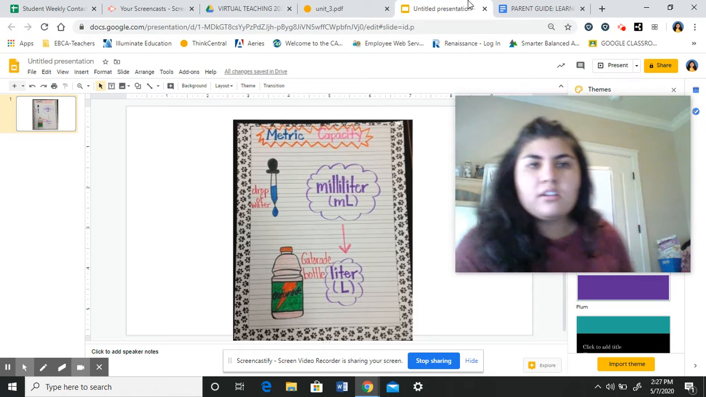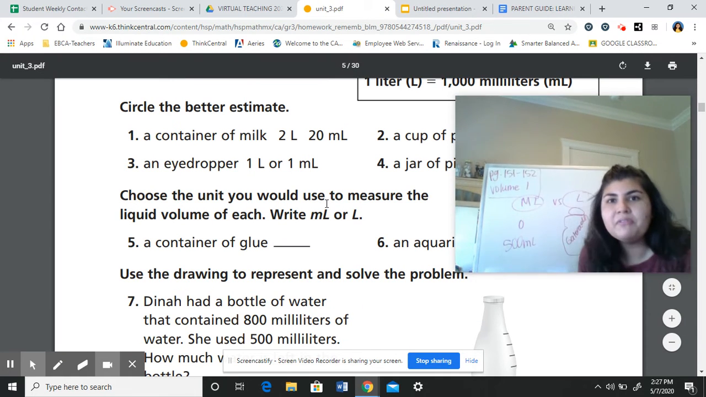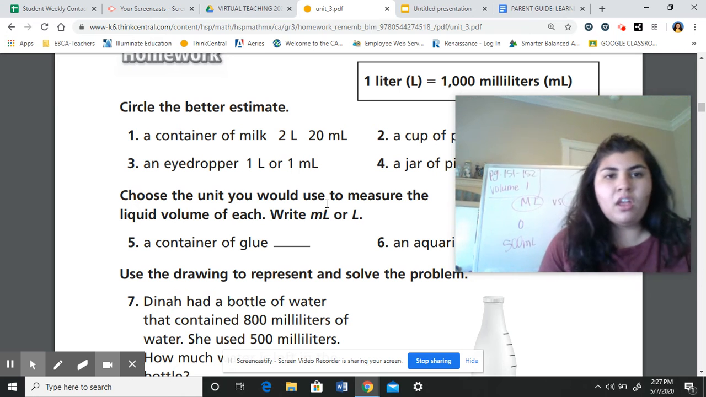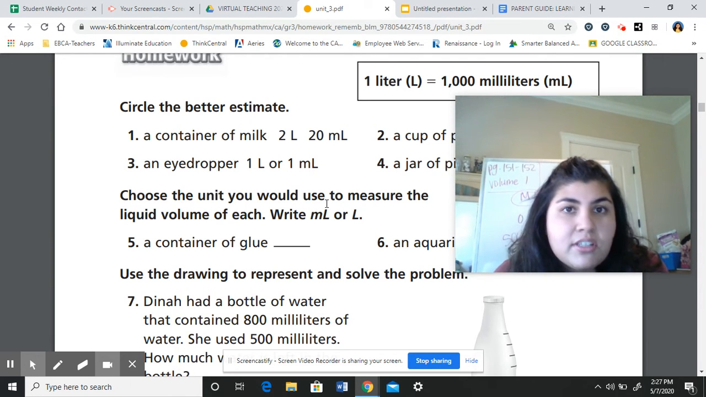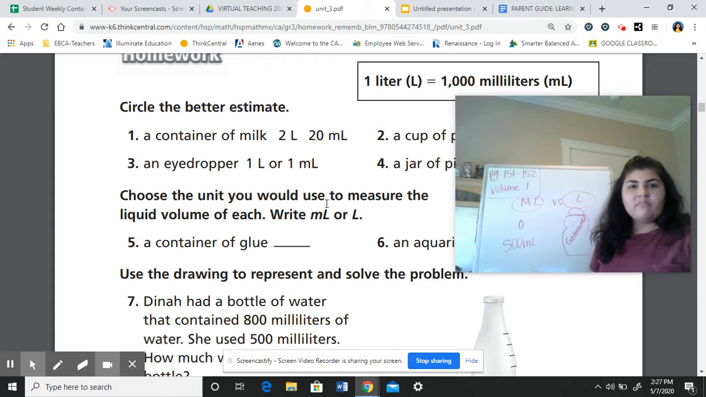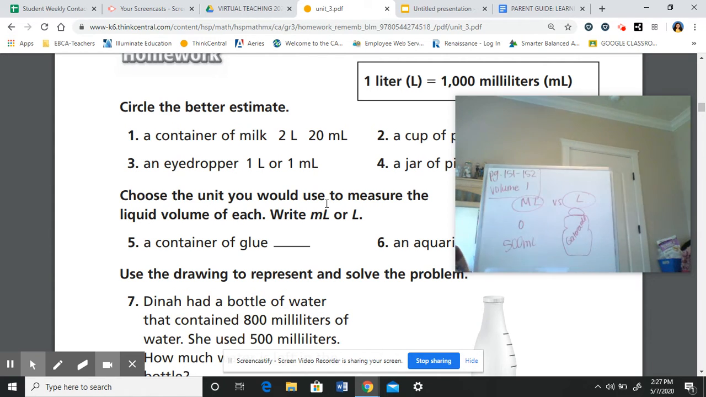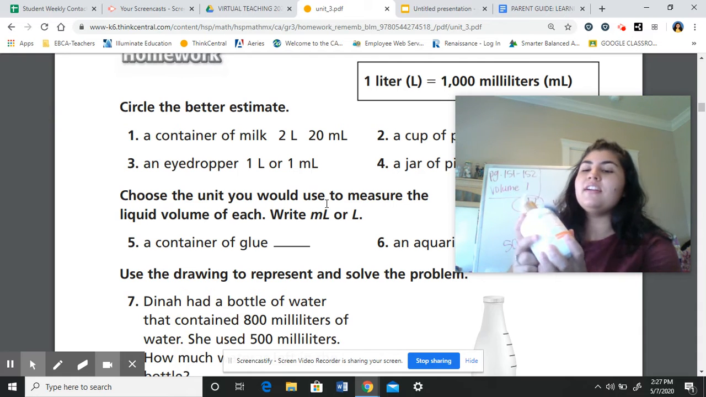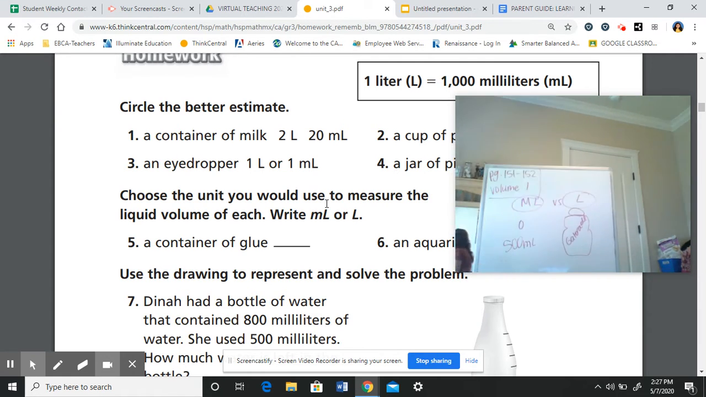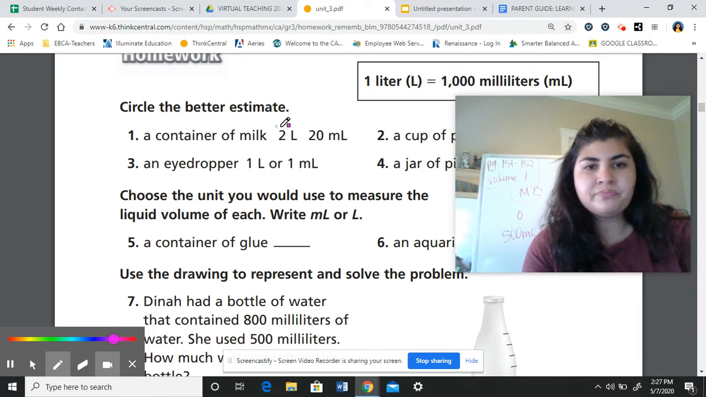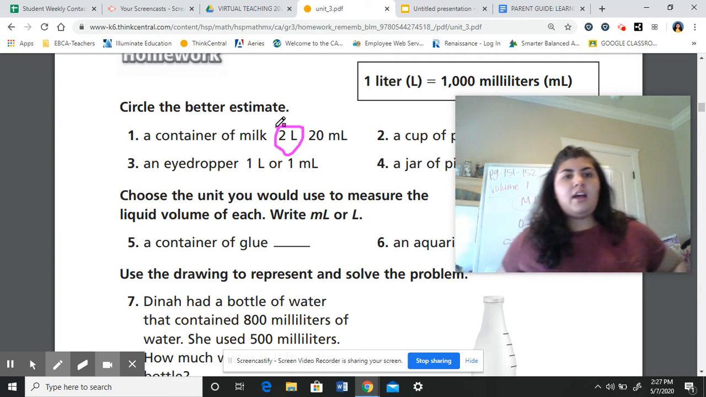All right, let's go to page 151 in your math homework and remembering, volume 1. We're going to do number 1. It says circle the best estimate. An estimate is an educated guess. A container of milk, would that be 2 liters or 20 milliliters? That container of milk is way smaller than this hand soap? No, it's going to be up to about here. Think of which guess would be the better guess. I would say that a container of milk would hold 2 liters. So you're making the better guess for all of these questions.